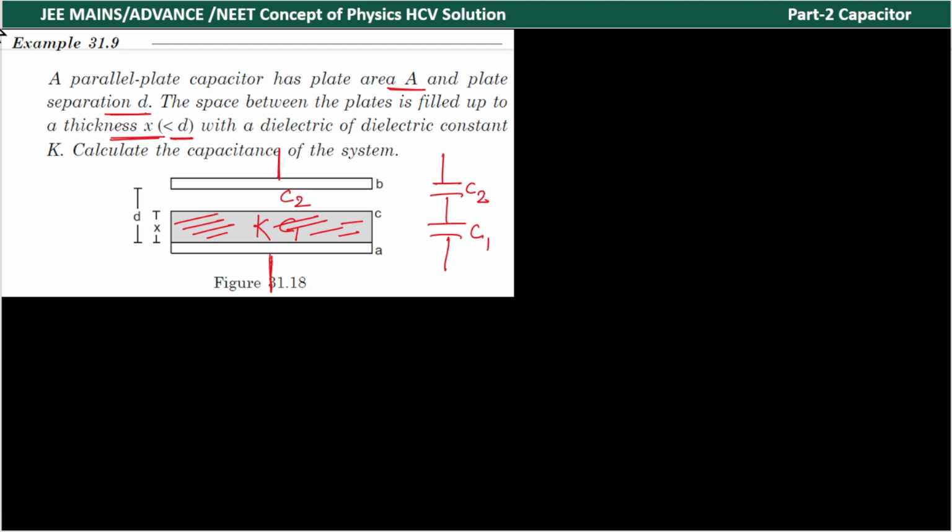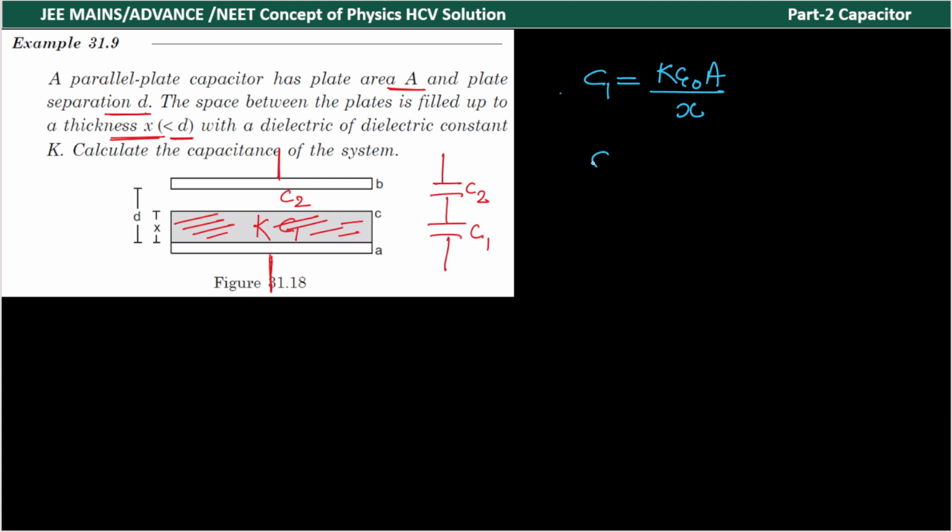To find out the value of C1 and C2, we can use the concept of parallel plate capacitor. So C1 is equal to epsilon naught A, but here the dielectric constant K is filled, so it will become K epsilon naught A, and the distance, the thickness, is x.